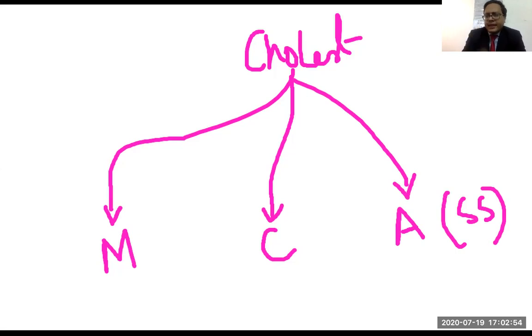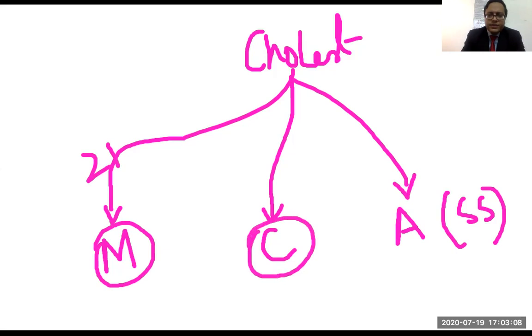So in this condition, what is happening is that 21-hydroxylase is required to produce mineralocorticoids from the cholesterol. It's also required to produce cortisol from the cholesterol, this 21. But it's not required in this step to produce the sex steroid.